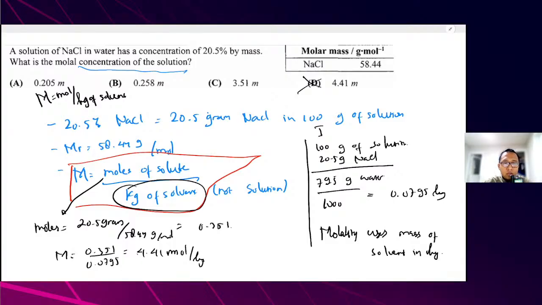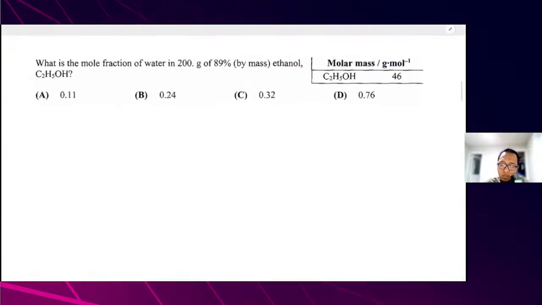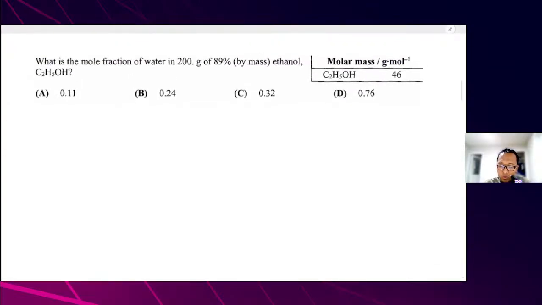So let's move on to the next question, for the mole fraction. We have the question: what is the mole fraction of water in 100 gram of 89% by mass ethanol? We need to determine the mole fraction of water in 100 gram.